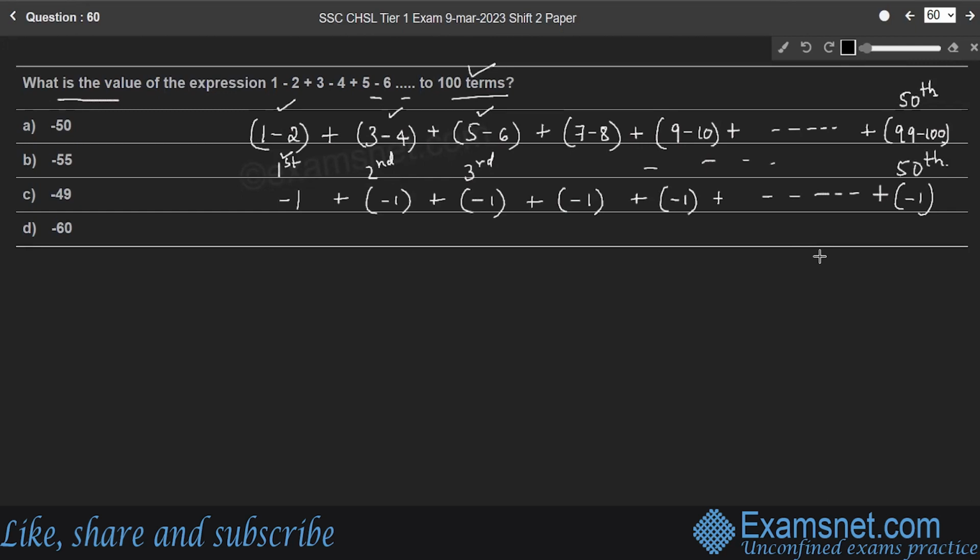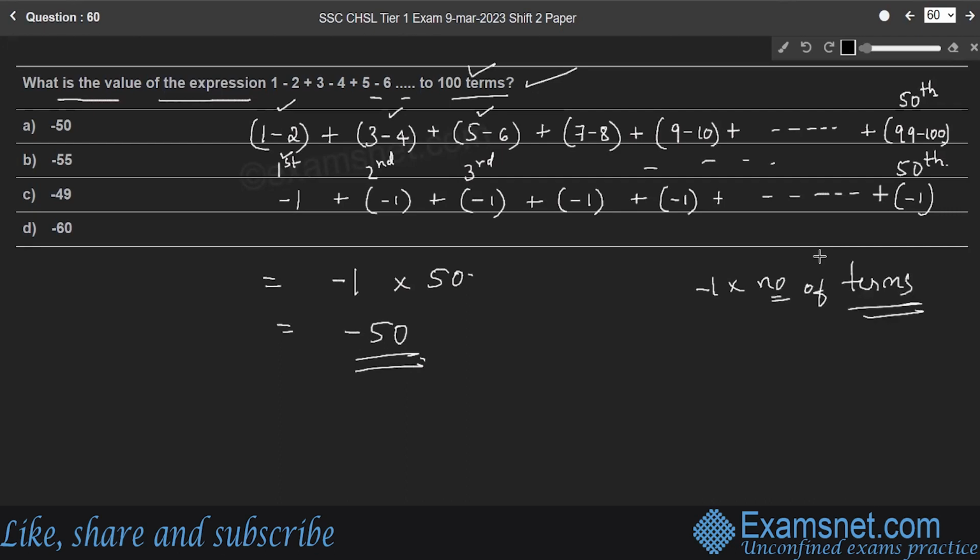Here the question is the value of the given expression. So there are 50 minus 1s. Therefore, the value is minus 1 into the number of terms, which is 50. So it is equal to minus 50. Option A is the right answer.